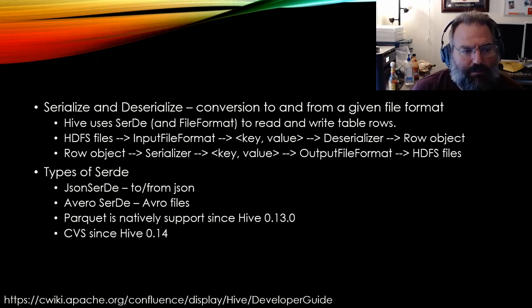HDFS files go through this sort of format, so it might be something that is essentially key value. You run a deserializer and that turns them into row level. Likewise, you've got a row object in memory that you're working on, and you want to serialize that into something that is essentially name value pairs, and then put that into some sort of output format, and that gets stored inside of HDFS.